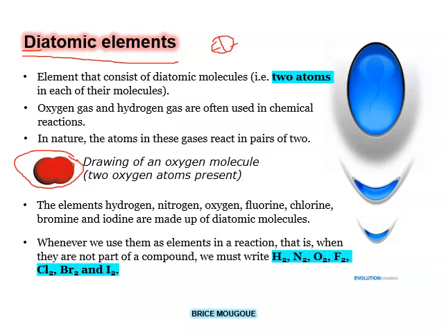Now, we use oxygen and hydrogen gas in chemical reactions very often, but in nature, the atoms of these elements, oxygen and hydrogen, always react in pairs of 2 because their molecules are made up of 2 atoms. So it's very normal that each time they react, or each time they are found naturally, they'll be found with 2 atoms in their molecules, and so goes as well with their manner of reacting.